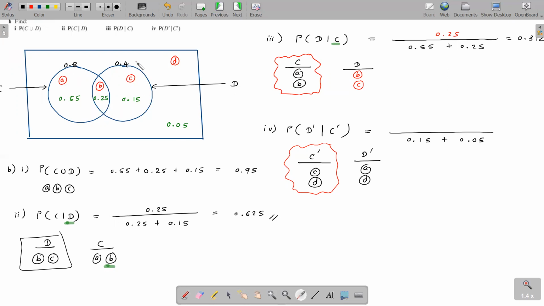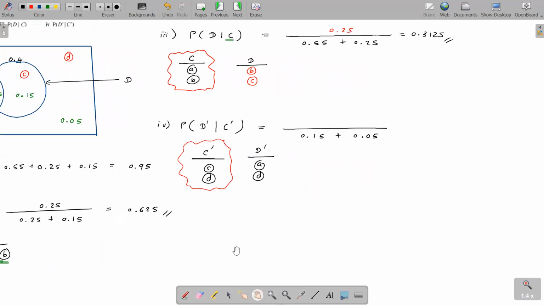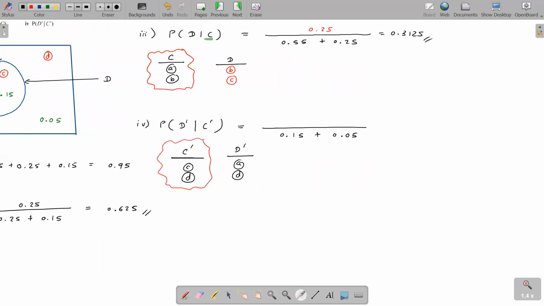Inside BC, outside AD. So which one of these two regions corresponds with the given that region? It's D. D corresponds with the given that region. So therefore, D should come on the numerator. D is 0.05. The region D has a probability of 0.05. All right, and you can get your answer.